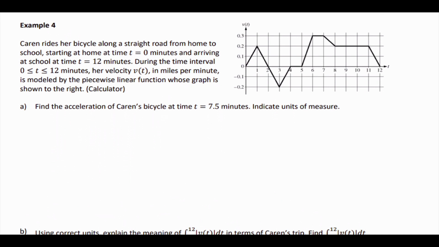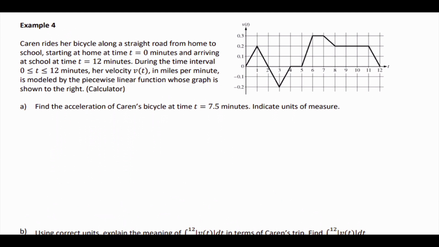Okay, so here we go. Example number 4. Karen rides her bicycle along a straight road from home to school, starting at home, time 0 minutes, and arriving at school in time 6. So it takes her 12 minutes to get to school. During the time interval 0 to 12, her velocity is modeled by the piecewise linear function shown to the right, and it's a calculator question. This shows her velocity.